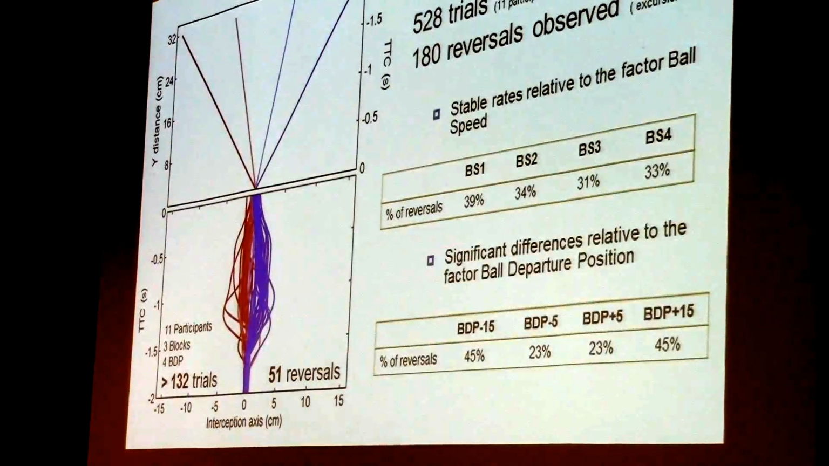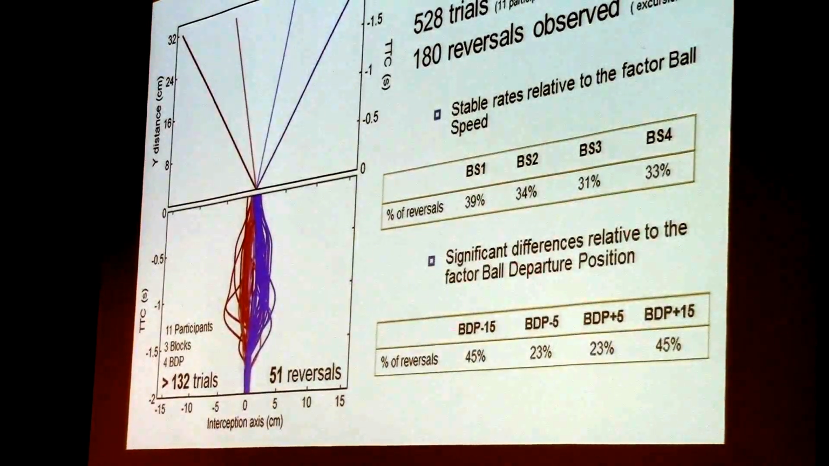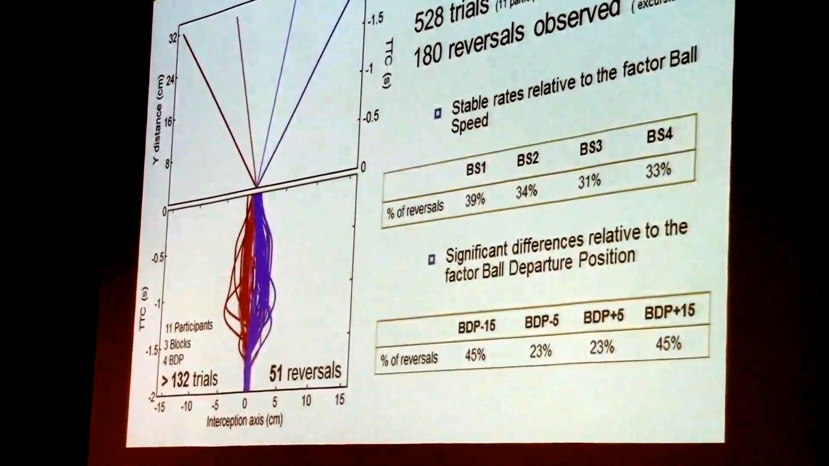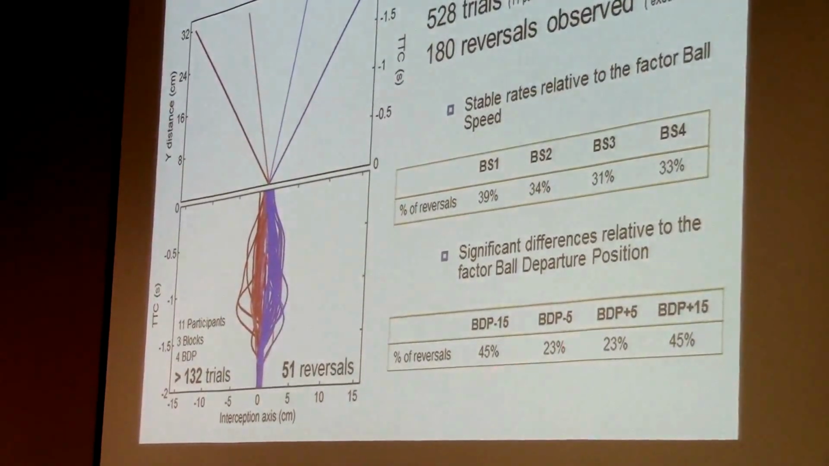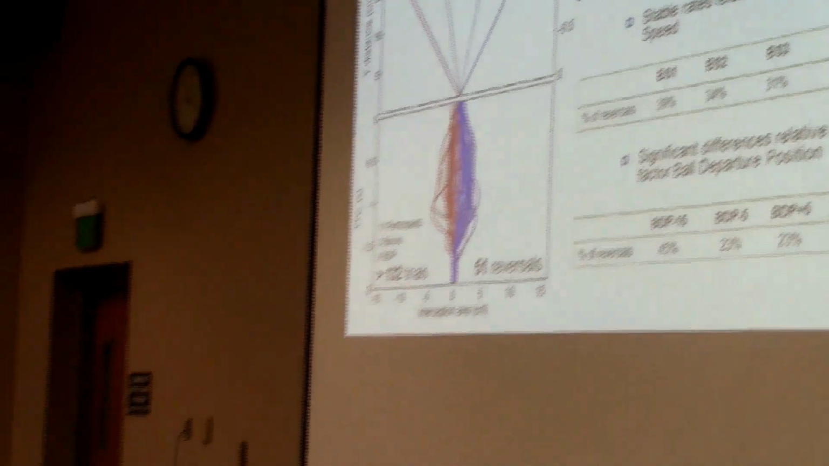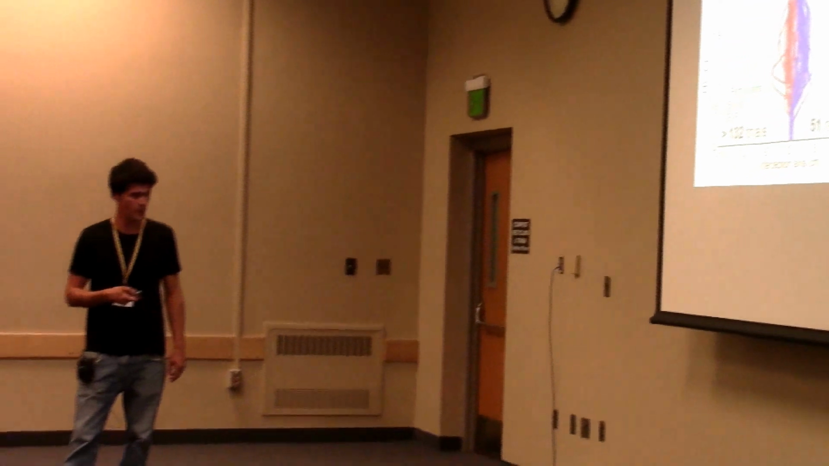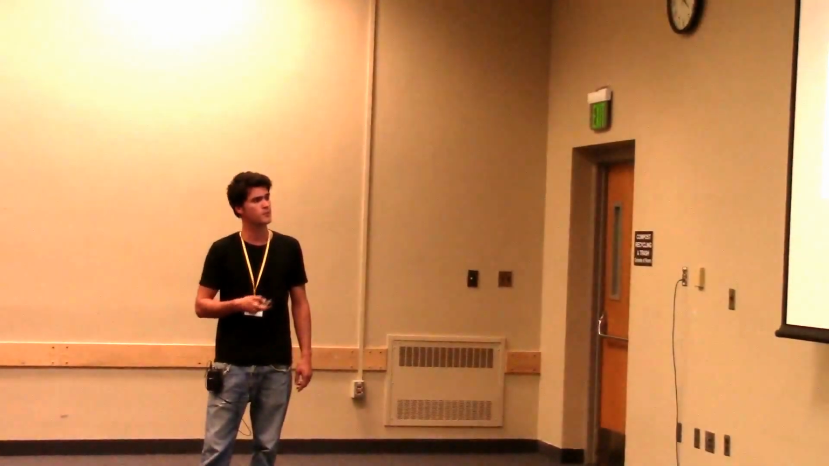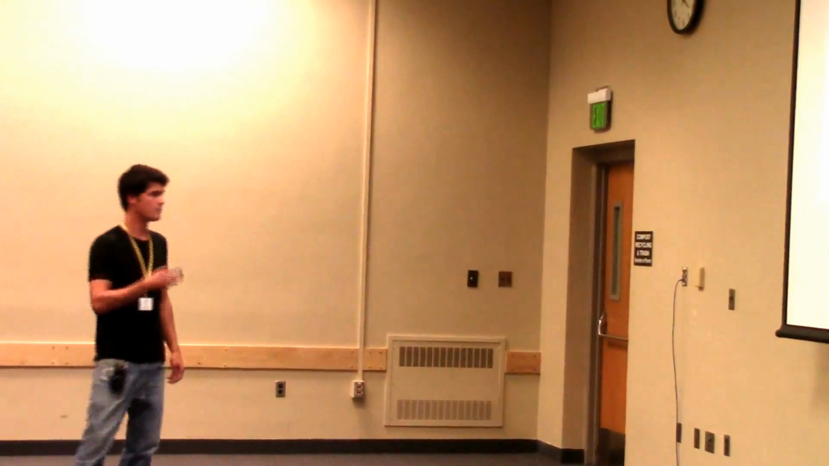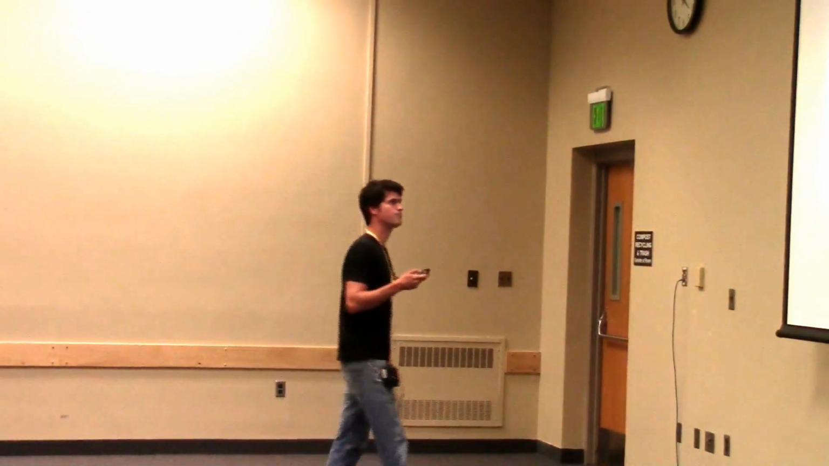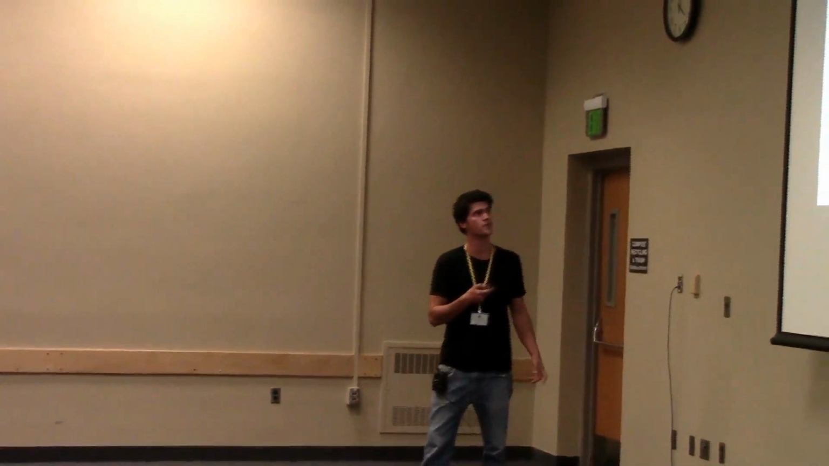But more, we observe significant differences relative to the factor ball departure position. For the trajectories with a more external ball departure position, minus 15 and plus 15, there was a rate of 45% of reversal, and for the more internal ball departure position, almost 25%. To go further, 94% of reversals were in the direction of the ball departure position.